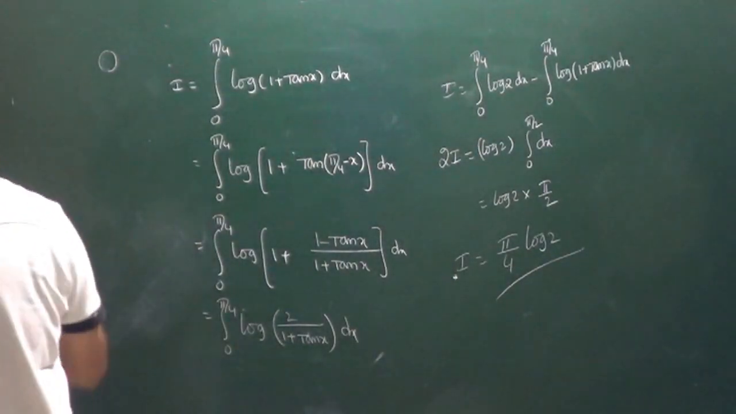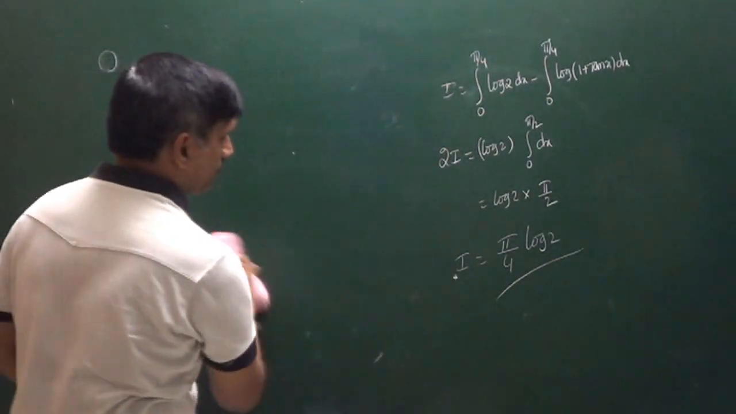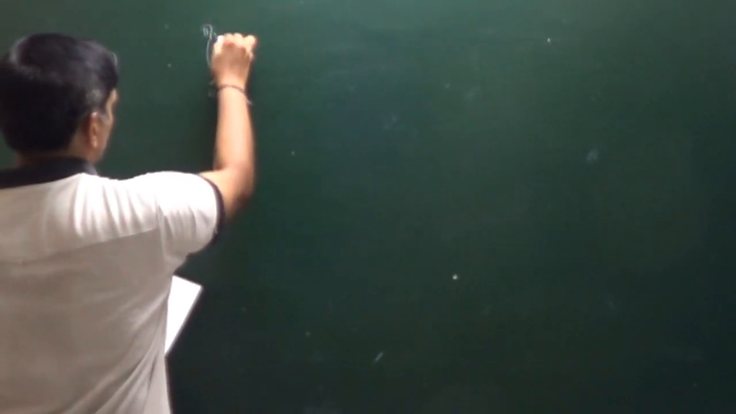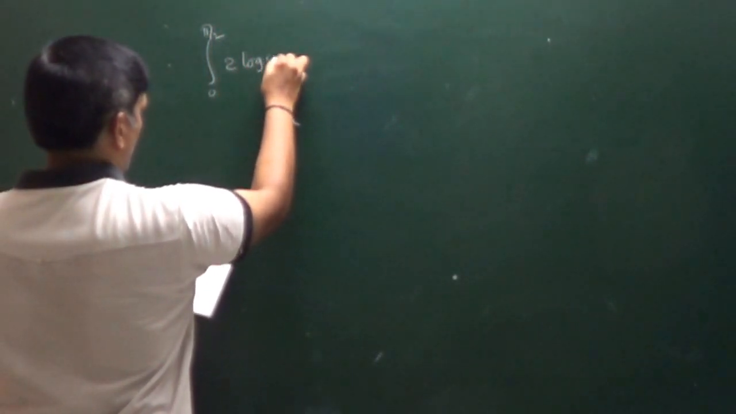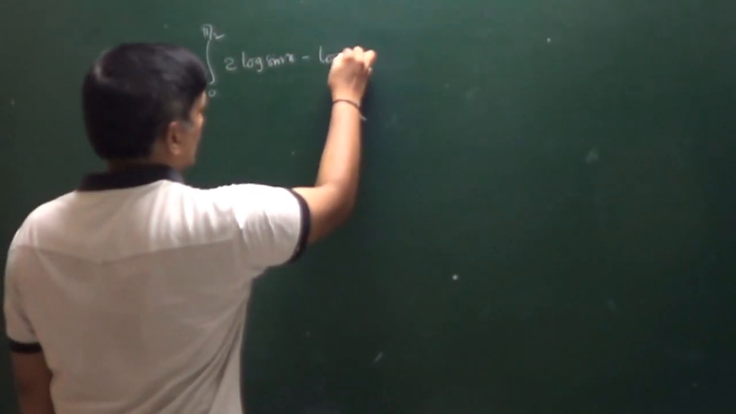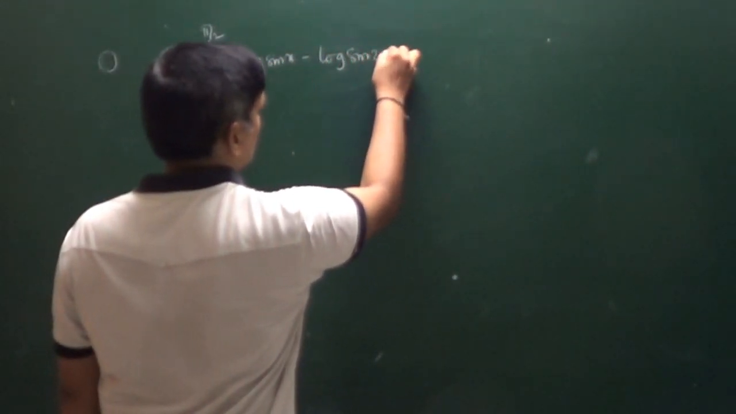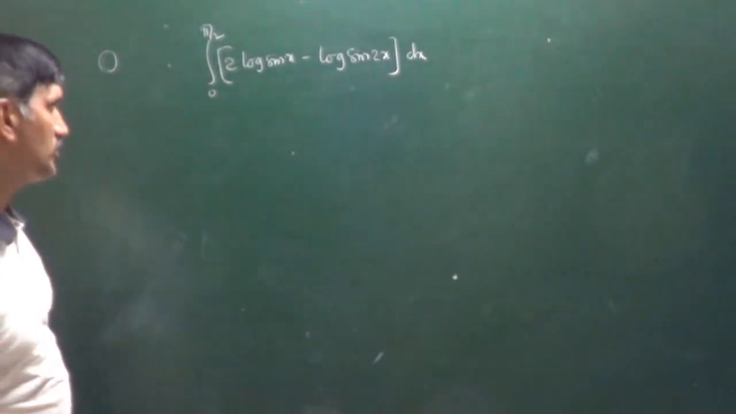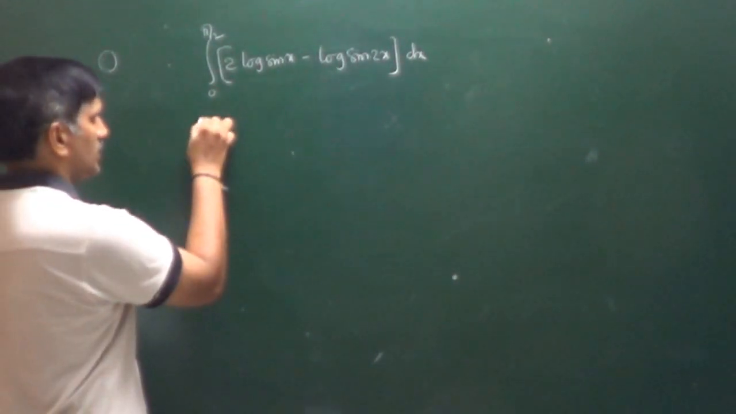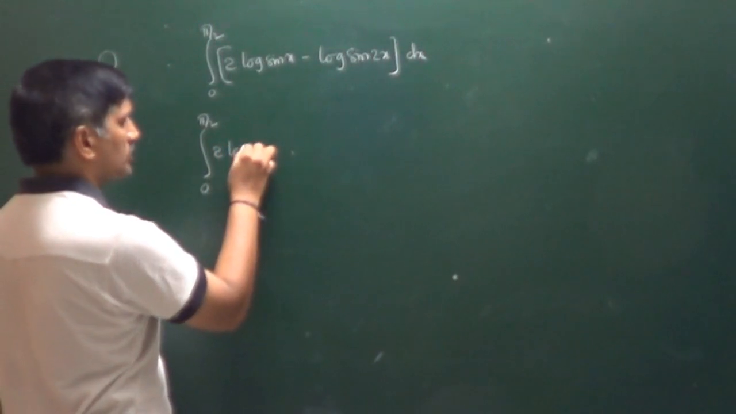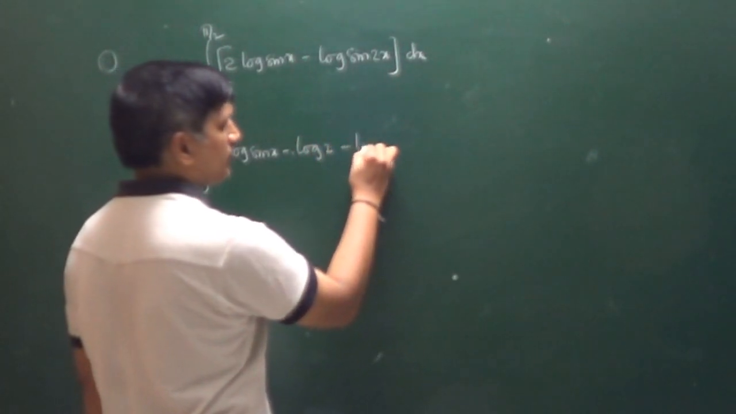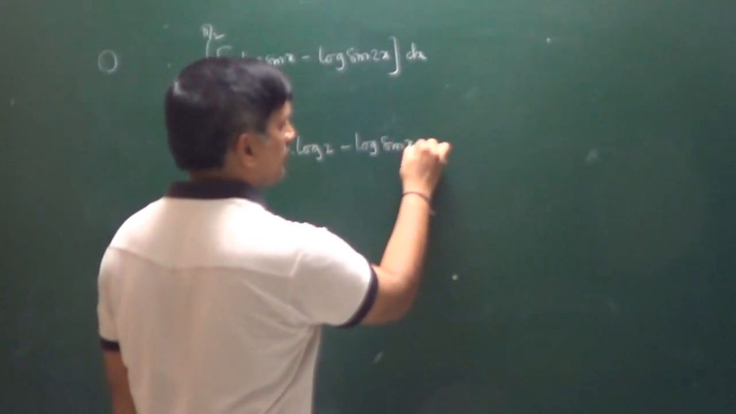Let's have the last question discussion for this class. So the question is given like this: integral 0 to pi by 2 of 2 times log sin x minus logarithm of sin 2x dx. Yes, this can be written as integral 0 to pi by 2 of 2 log sin x minus log 2 minus log sin x minus log cos x.